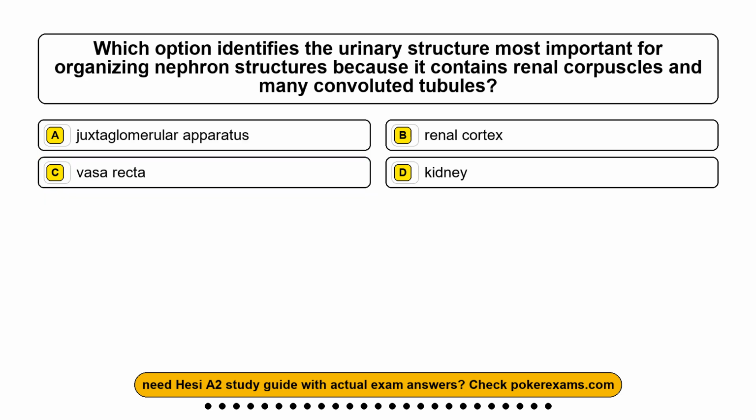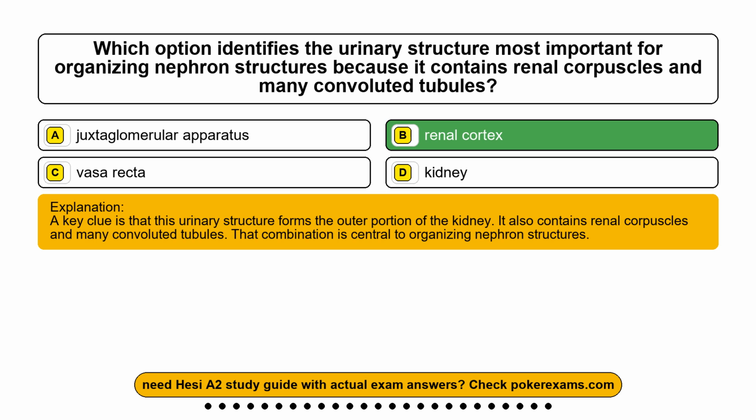Question 15. Which option identifies the urinary structure most important for organizing nephron structures because it contains renal corpuscles and many convoluted tubules? Option A, juxtaglomerular apparatus. Option B, renal cortex. Option C, vasa recta. Option D, kidney. The correct answer is option B, renal cortex.